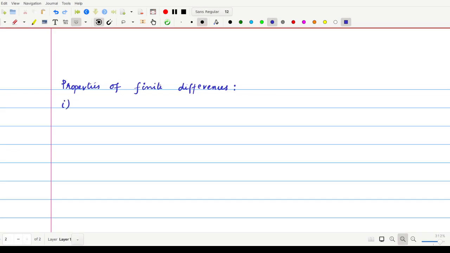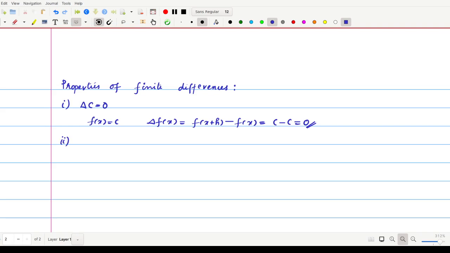The first property is delta c is always 0. That means if f of x equal to c for every x, then the corresponding delta of c is equal to 0. This is because by the definition, delta f of x is f of x plus h, where h is the interval of differencing, minus f of x. Then this will always be c minus c, which is equal to 0. So for any constant, the forward difference is always 0.